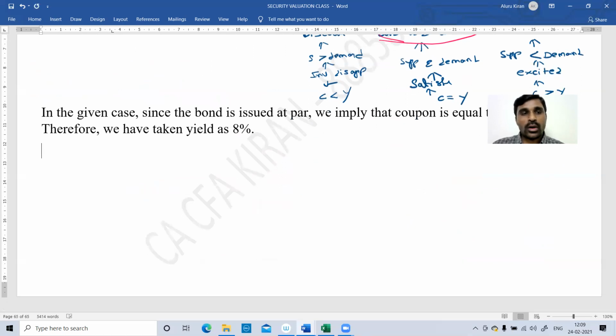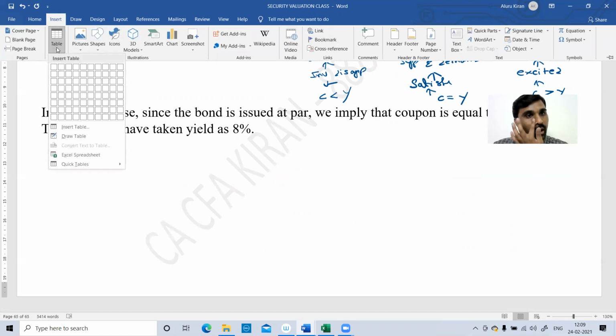Coupon is what a bondholder receives from the company. Okay, right. Look at this.